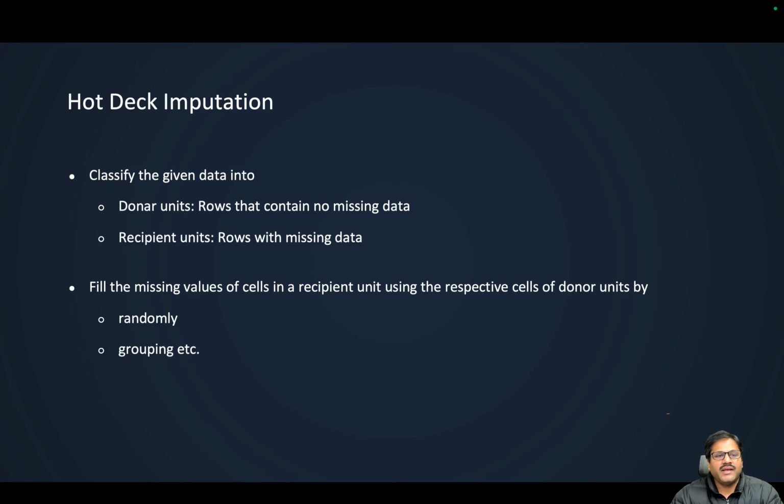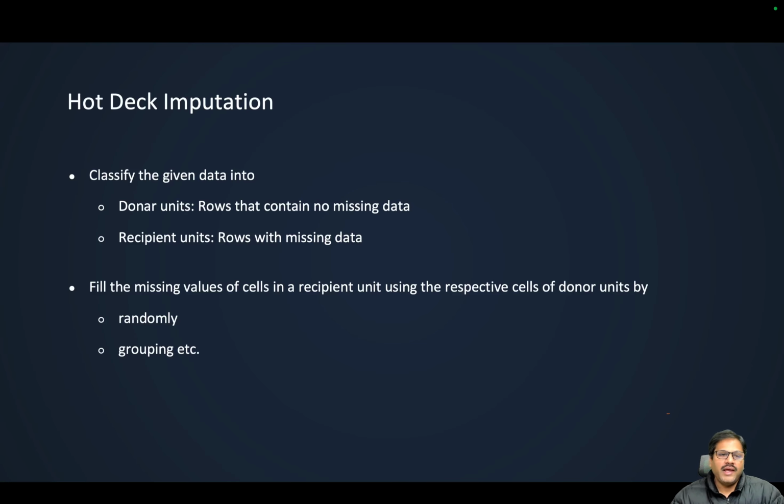The first technique is hard-deck imputation. It is the easiest technique. If we have the data set, we simply classify the data into donor units and recipient units. Donor units are the rows that contain no missing data. Recipient units are rows with missing data. Now, for each recipient unit, we choose rows from donor units and try to predict the missing data.